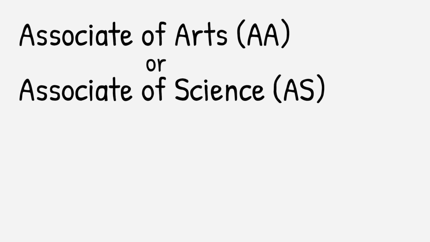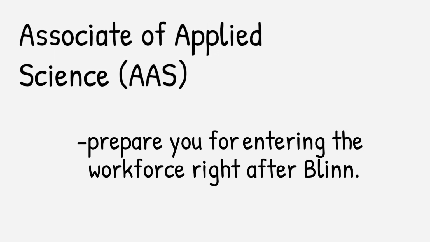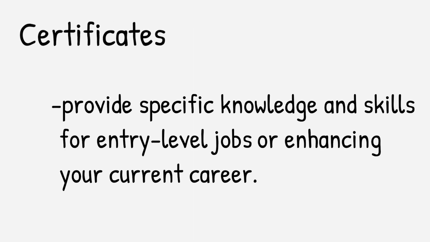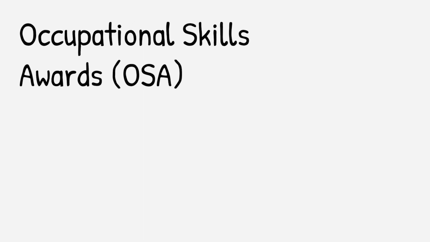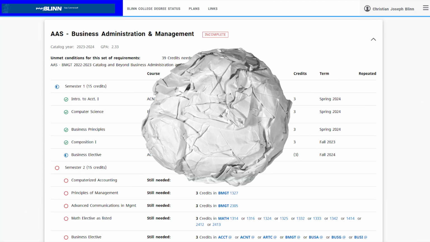Degree types explained. Associate of Arts or Associate of Science degrees are for students planning to transfer to a four-year university. Associate of Applied Science degrees prepare you for entering the workforce right after Blinn. Certificates provide specific knowledge and skills for entry-level jobs or enhancing your current career. Occupational Skills Awards give you an introduction to a particular field.